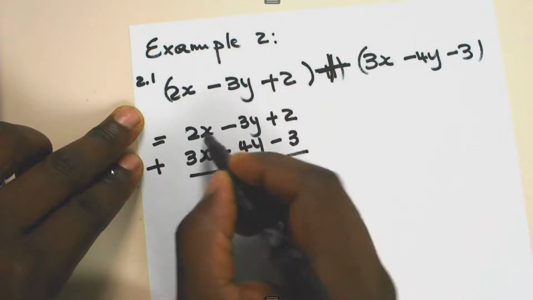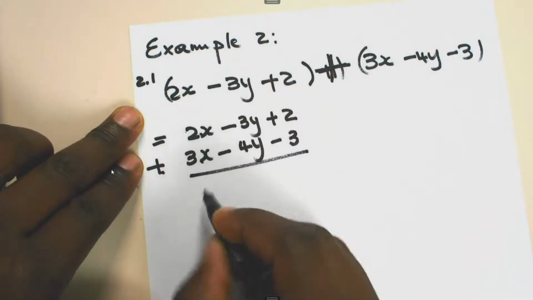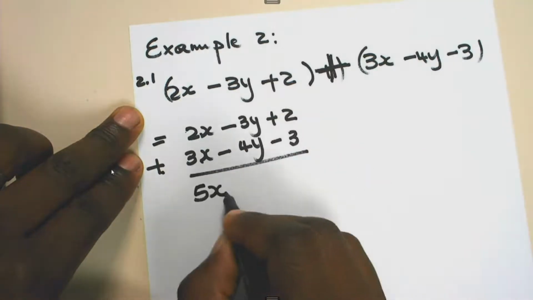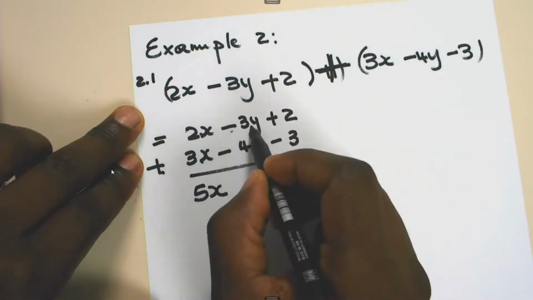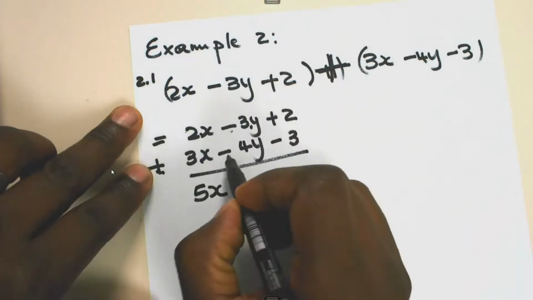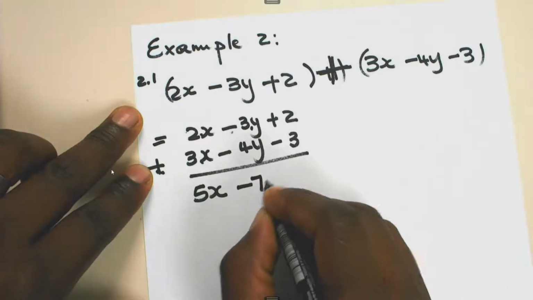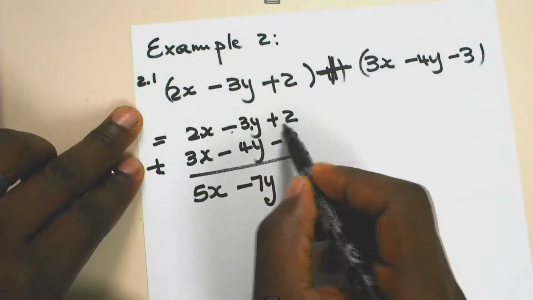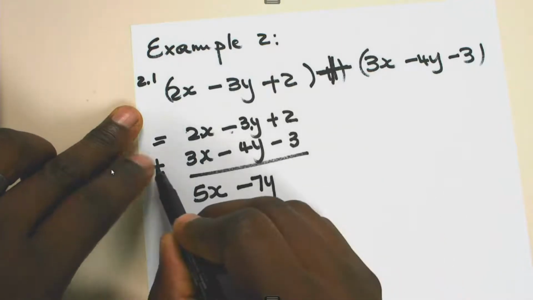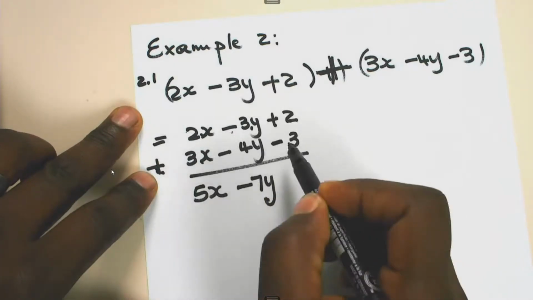So when we add, we'll say 2x plus 3x, it will be 5x. It will be negative 3y plus negative 4y. In this case, it will give you negative 7y. Then positive 2 plus negative 3. You must be very careful.